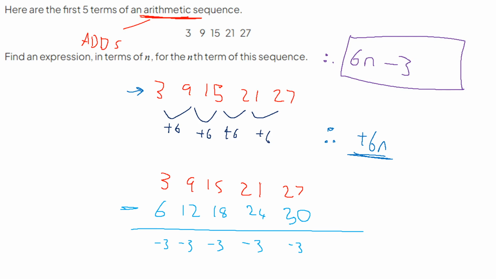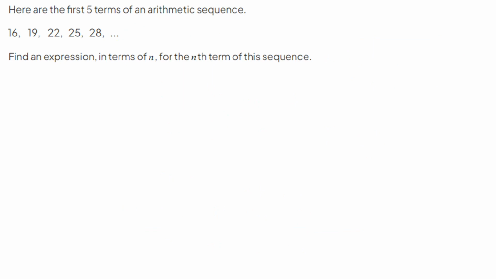Let's look at another example if that one didn't make sense. Here are the first 5 terms of another arithmetic sequence. Find an expression in terms of n for the nth term. So let's write down our sequence again. We've got 16, 19, 22, 25, and 28. What's the common difference? 19 minus 16 is plus 3. 22 minus 19 is plus 3. 25 minus 22 also plus 3. And 28 minus 25 also plus 3.